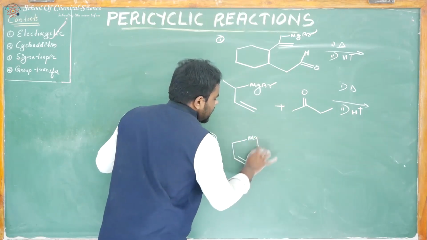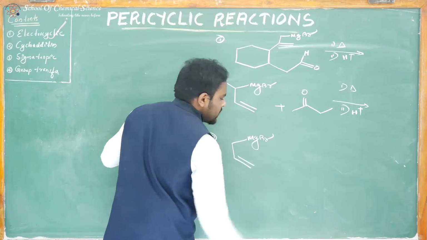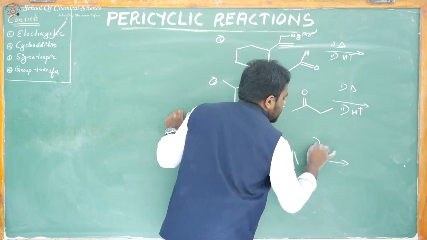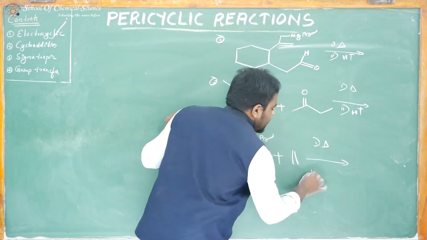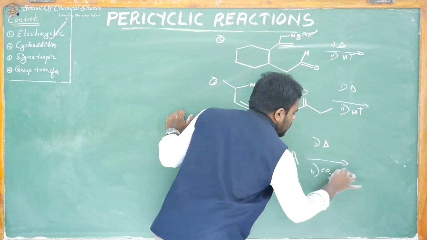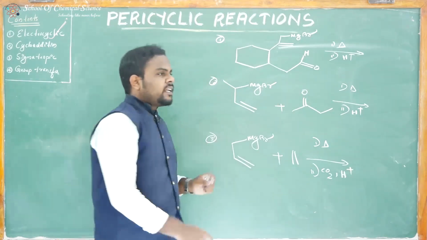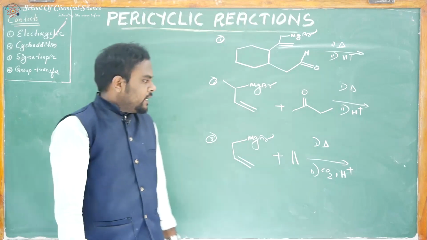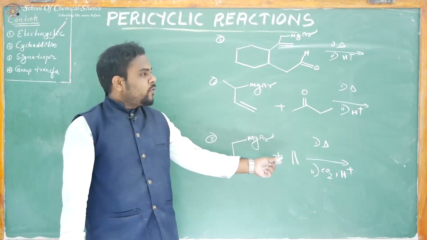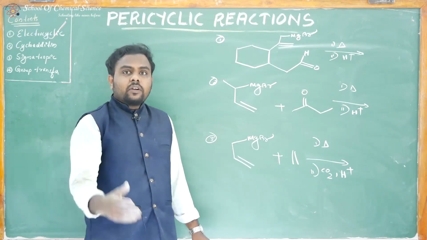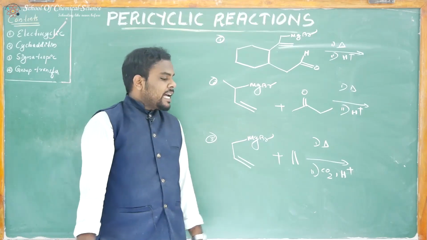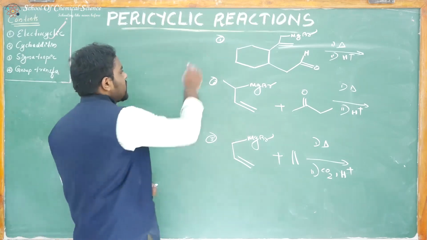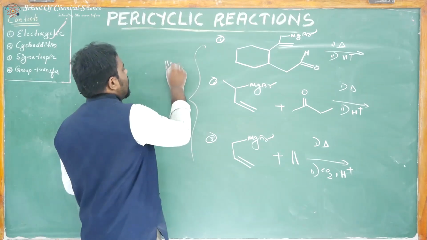Instead of hydrogen, MgBr plus double bond. First condition thermal. Second condition CO2, H plus. You know Grignard reagent reacts with carbon dioxide to form carboxylic acid. In the first step, the Grignard reagent will give OMgBr on reaction with carbon dioxide. Carboxylic acid will be your product. So that's about these 3 questions. You can do it as homework.